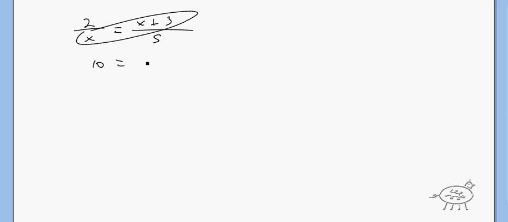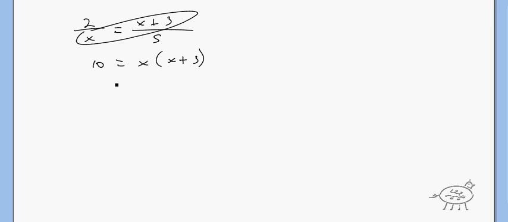Okay, let's try another one here. 2 over x is equal to x plus 3 over 5. Same deal. Cross multiply. So 5 times 2 is 10. And then I can write this as x times x plus 3.